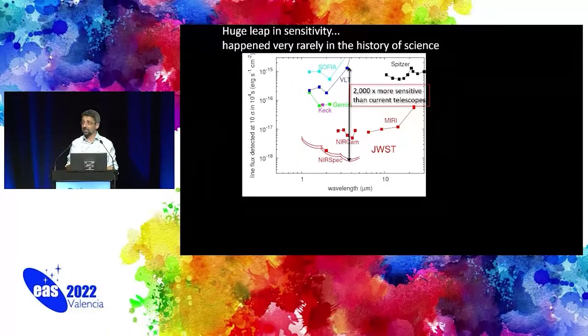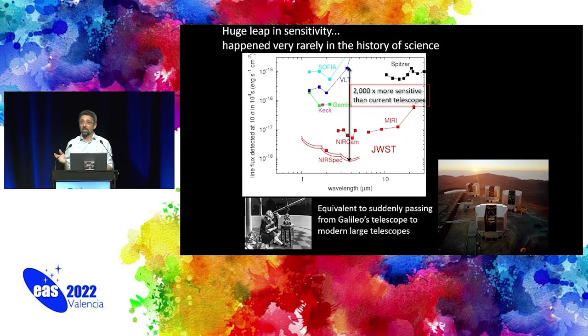Just to put it in context, it is equivalent, in the optical, to suddenly passing from Galileo's telescope to the modern large telescopes. So I like to think of it as having 400 years of discoveries compressed into 10 or 20 years of operations of Webb. And I really hope that we are all like Galileo, very eager to know more, but clueless of what is to come.